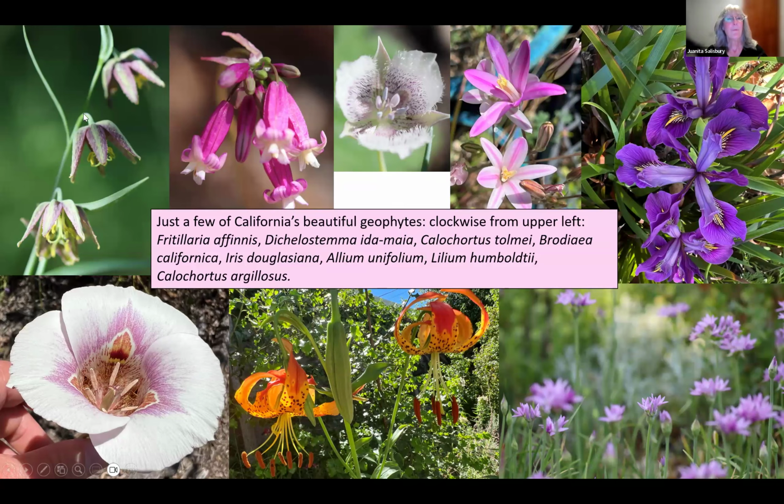We have the Fritillaria affinis here, a nice bulb, Dichelostemma ida-maia, Calochortus tolmiei, the Brodiaea californica. Our native irises, super easy to grow from seed. Our native alliums, Allium unifolium. Lilies, so Lilium humboldtii, look at those tiger lilies there. And the Calochortus, this is Calochortus argillosus. I mean, proof of concept right there. The aesthetics take care of themselves.